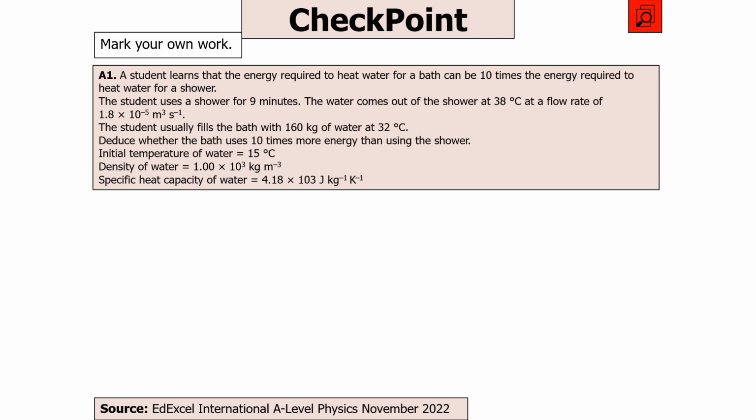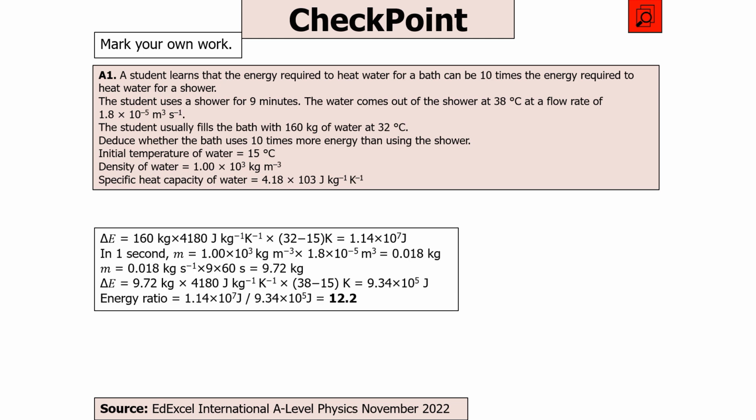Right, so what we can do is work out the energy change for each one. Let's have a look at the bath first. So E equals mcΔT, or change in temperature. So you can pop in all the values and we get 1.14 times 10 to the 7 joules.